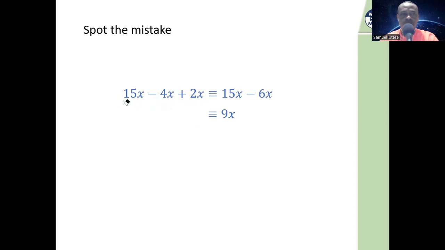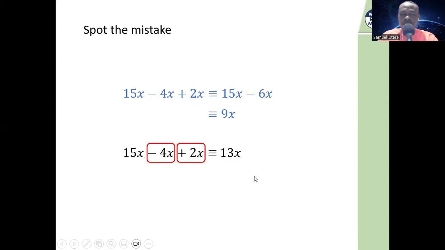So I hope you learn from this, because when you start simplifying expressions that have like terms, you really need to be careful and to watch out for mistakes like this. So let's move on. So in the end, this is what we should have done. So our answer should be 13x.